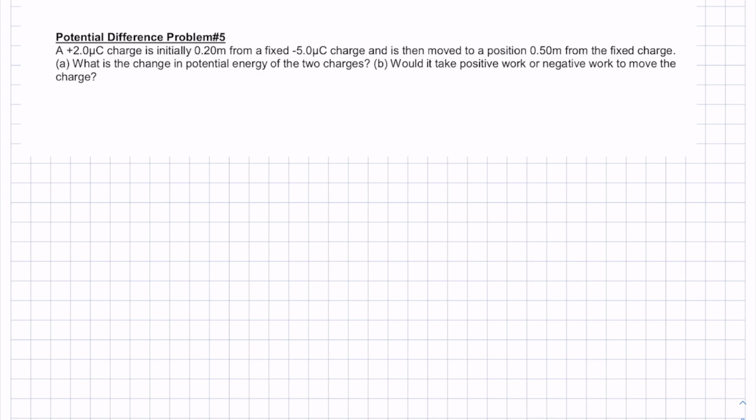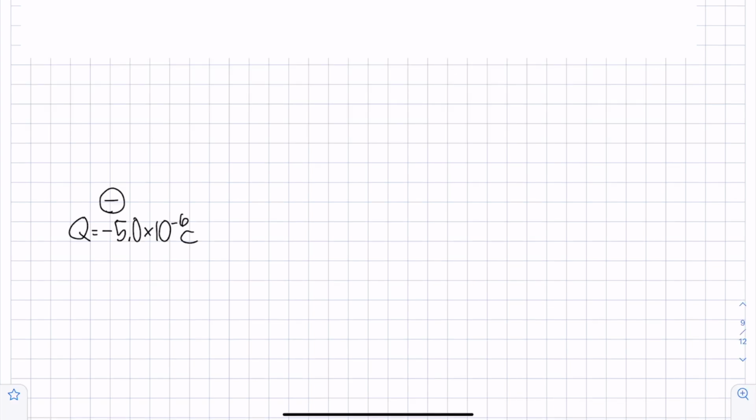Okay, let me sketch this out. Because there is a fixed charge, I'm going to draw that first. And I'm calling it -5 times 10 to the -6 coulombs. Remember, microcoulombs means 10 to the -6. So there's my fixed negative charge.